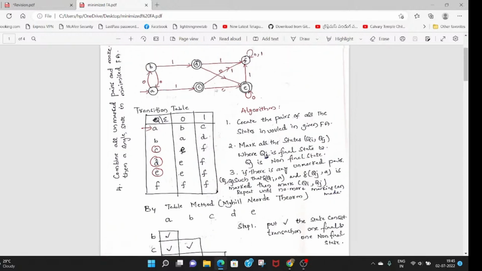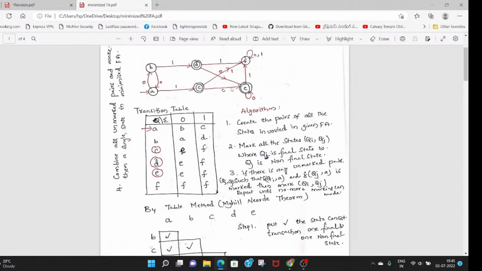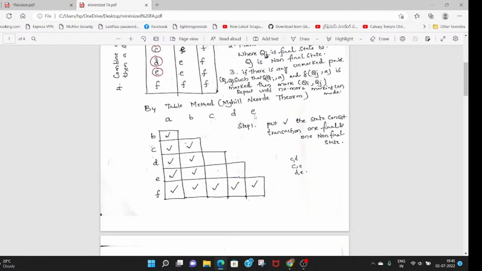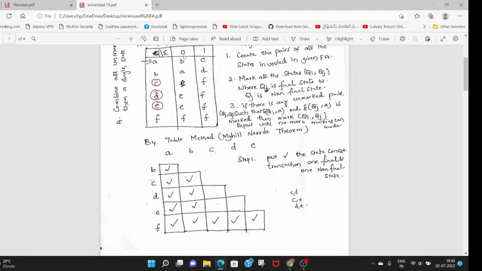Here C, D and E are the final states. What will be my last state here? F. So the states are A, B, C, D, E and F, and F is my last state. So in the column representation, I don't have F, and in the rows representation, I don't have A. Now you can take combinations like AB or BA.